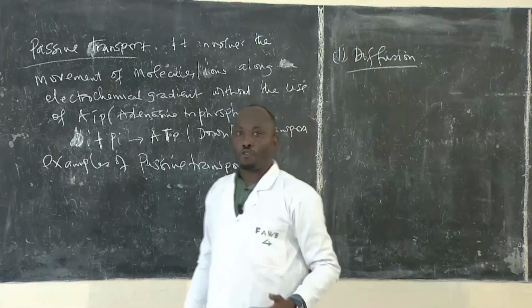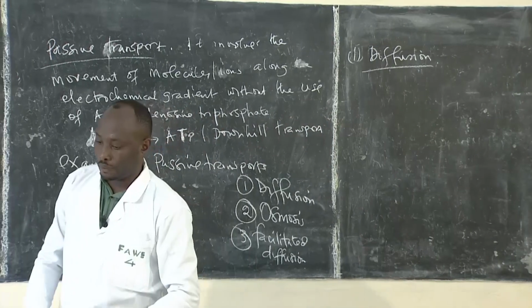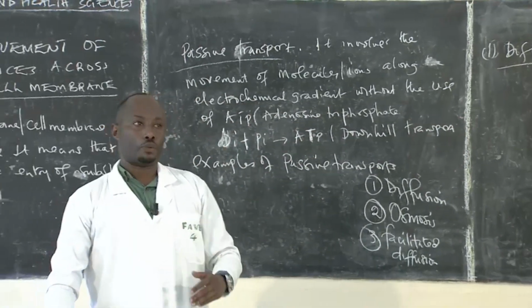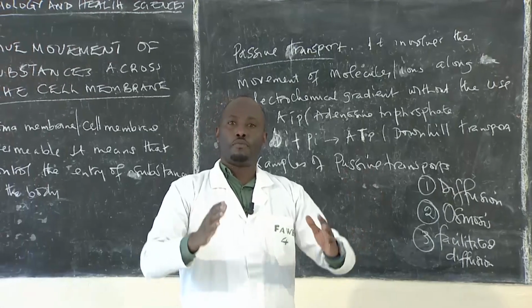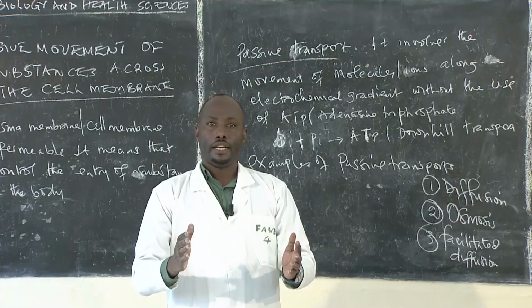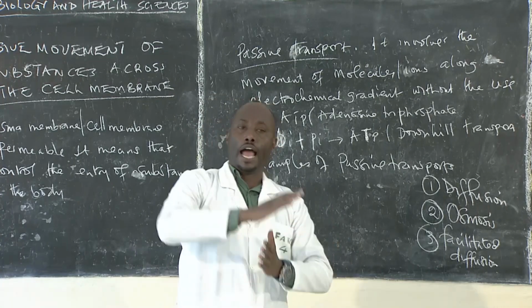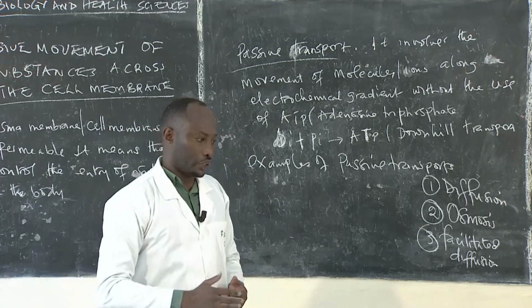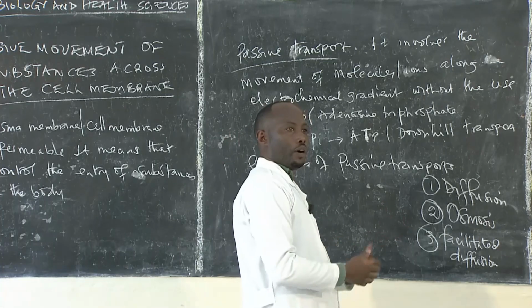Diffusion is an example of passive transport. If I say passive transport, that means the movement of molecules or ions or gases that doesn't require energy. Okay? They move from higher concentration to lower concentration. Let me just use an example of diffusion.